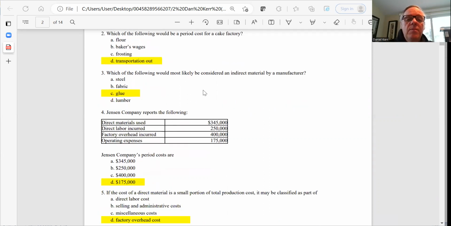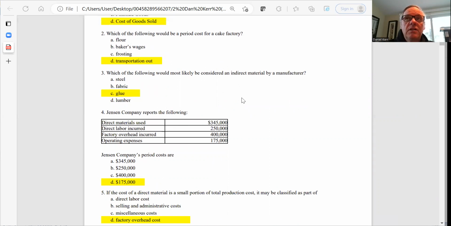Number 3, which of the following would most likely be considered indirect material by a manufacturer? Remember, we trace directly to the product the large amounts of raw material, those raw materials that we can trace directly to the product. Then we have material, labor, and overhead, and those other costs that are more difficult to trace to individual products we call indirect materials, or we call overhead. So glue would be an example of an indirect cost.